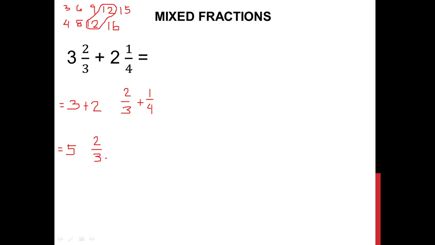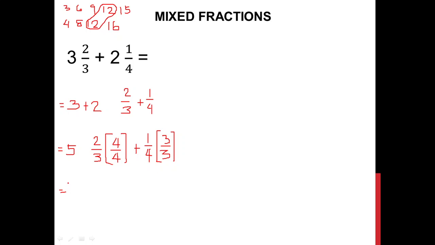2/3. So what number should be multiplied to 3 to make it 12? We need to multiply this by 4. And if we multiply the denominator by 4, we also need to multiply the numerator by 4. And then plus, we have 1/4. What do we need to multiply 4 by to make this 12? So we need to multiply this by 3. Also, we need to multiply the numerator by 3.